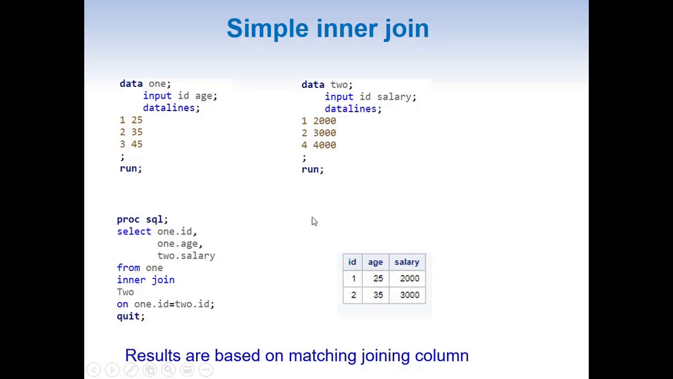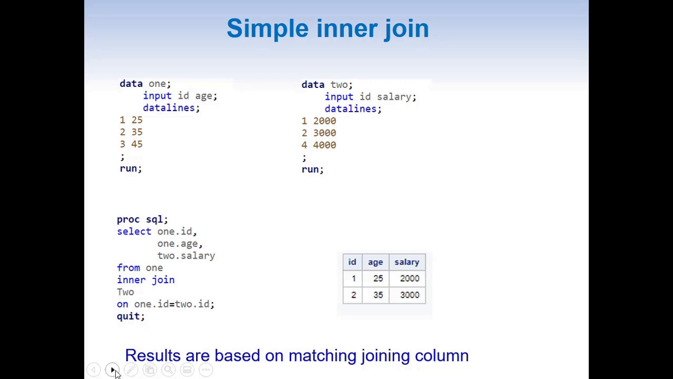in here. ID1 is there in both the tables, so we have results related to ID1, and ID2 also is there in both the data sets, so we see the result as shown in here. ID3 and ID4 are not present in both the tables, so you don't see them in your result. That is all about simple inner join.